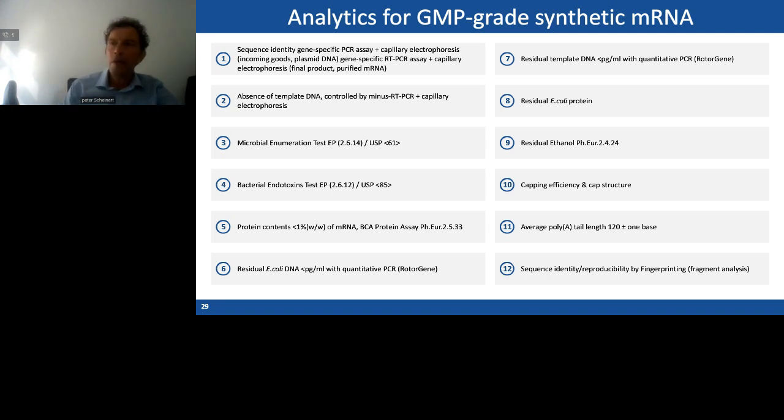So many customers are really very concerned. This is for many customers very important, to show that there is really no DNA present at all. And of course, we are performing microbial enumeration tests and bacterial endotoxin testings to show that there are no bacteria or things like that in the mRNA.